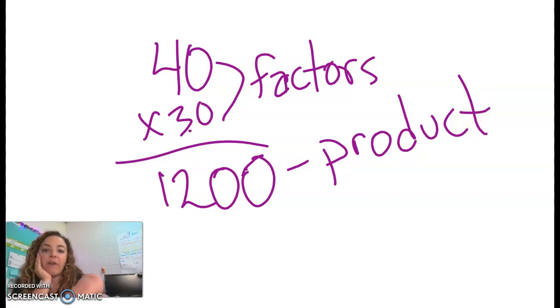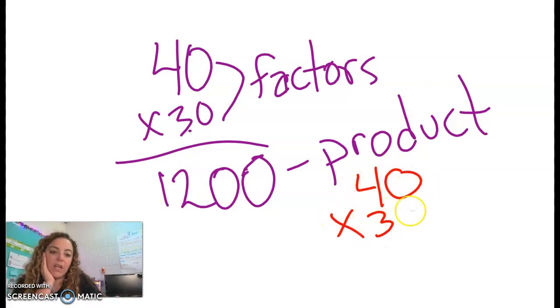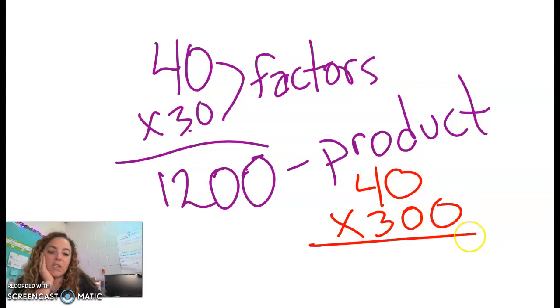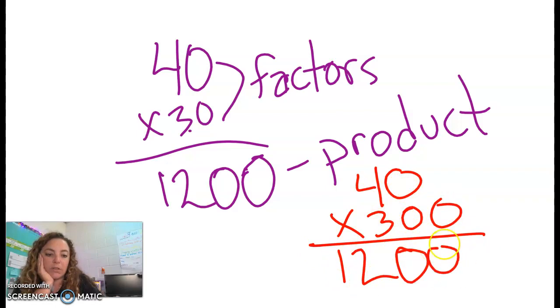Now, if I took this a step further and I did 40 times 300, well, interestingly enough, 4 times 3 is still 12, but now I have 3 zeros. So I'm just going to add those 3 zeros on the back side here. It works every time as long as there's zeros back there. It's not going to change anything. So my product is 12,000. So just a way to quickly multiply with units of tens.